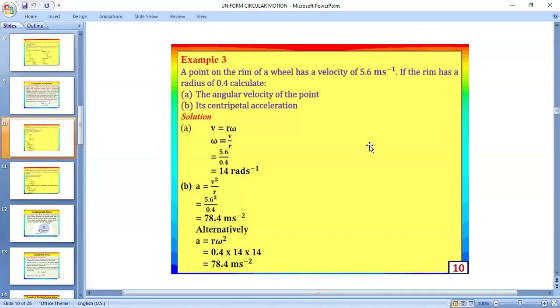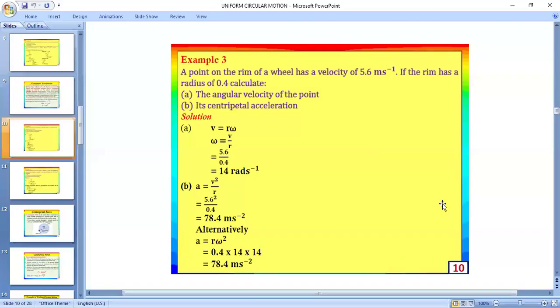And then centripetal acceleration. B is centripetal acceleration. So say acceleration A equals v squared over r. Our v is 5.6 squared, r is 0.4. So 5.6 squared divided by 0.4 gives us 78.4 meters per second squared. The units of acceleration are the same, meters per second squared.